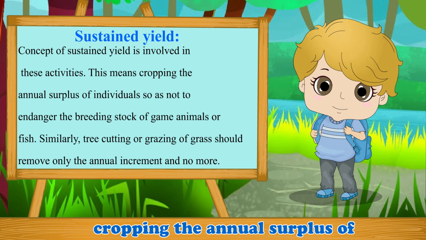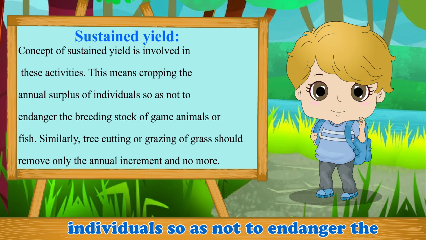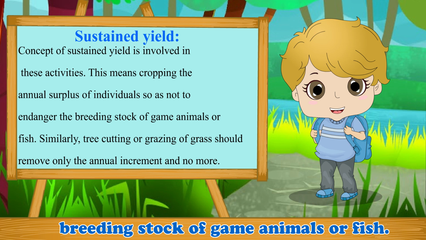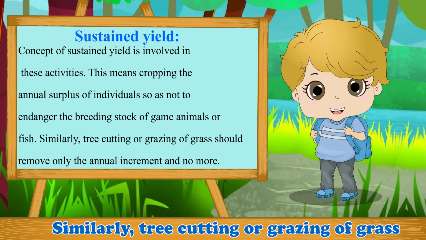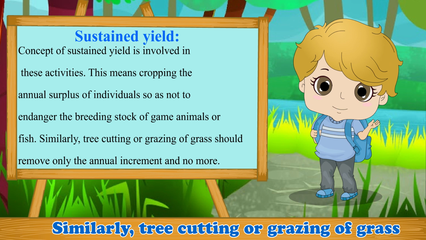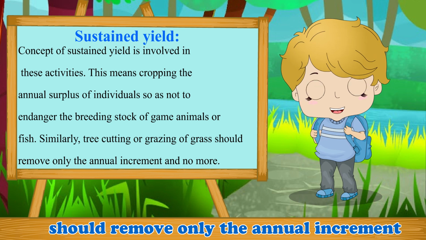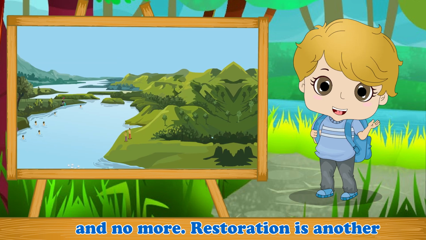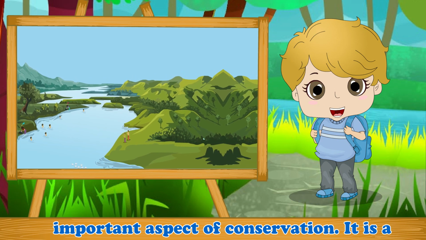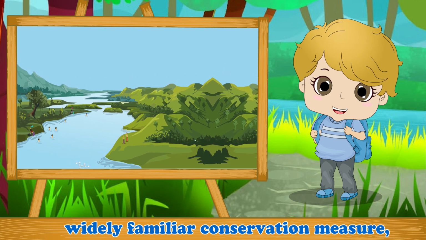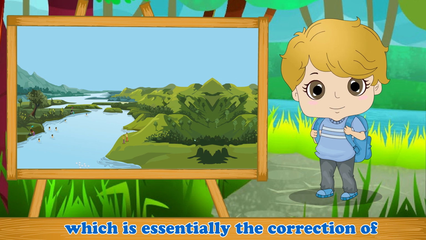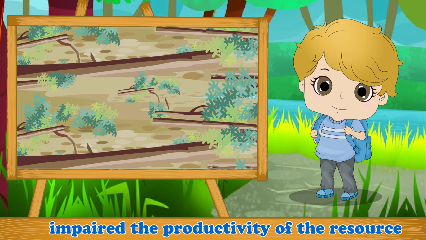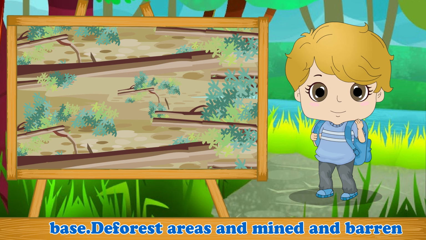This means cropping the annual surplus of individuals so as not to endanger the breeding stock of game animals or fish. Similarly, tree cutting or grazing of grass should remove only the annual increment and no more. Restoration. Restoration is another important aspect of conservation. It is a widely familiar conservation measure, which is essentially the correction of past careless activities that have impaired the productivity of the resource base.